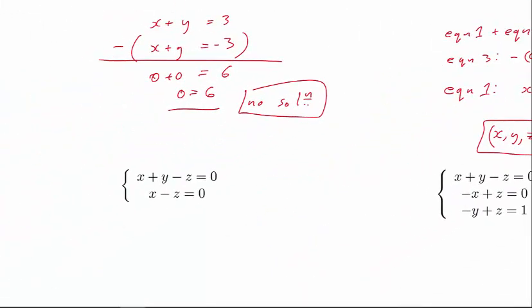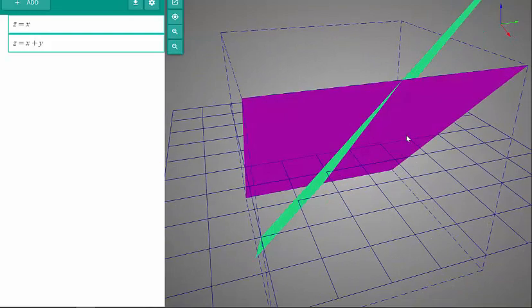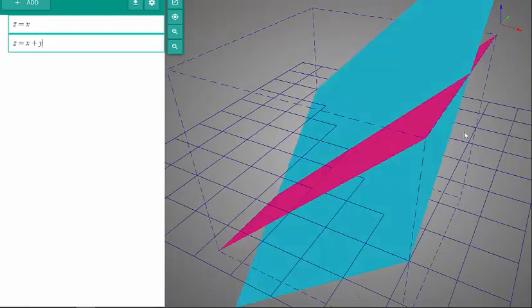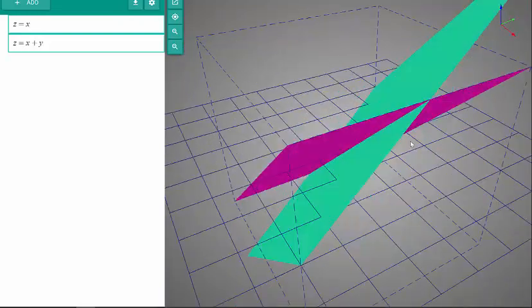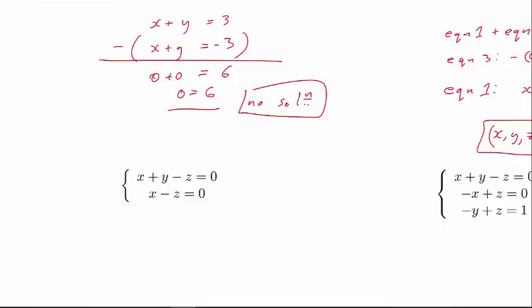Okay, now on to the next system of equations. Once again, we have these solved for z right in here, and when we look at the graph, we see that they've got not only one point in common, it's got a whole infinite number of points in common. All these points that lie along a straight line. So we need to figure out what this straight line looks like, what the equation is that describes this straight line.